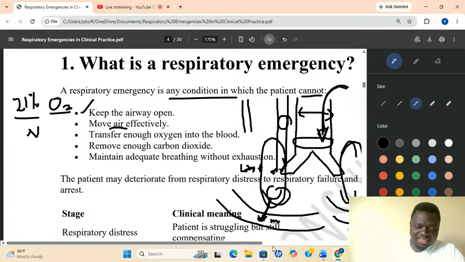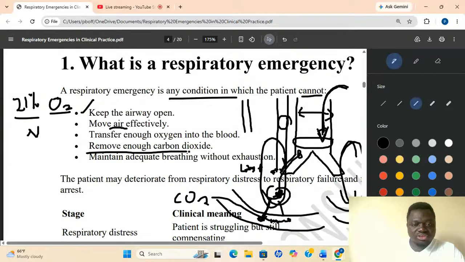Then secondly, now the gas has been sent down. They are coming back in the form of carbon dioxide. So it has gotten here. When it got here, it has challenge of moving from here to here, or from the lungs to the airways. So removal of carbon dioxide too. So the patient cannot remove carbon dioxide.